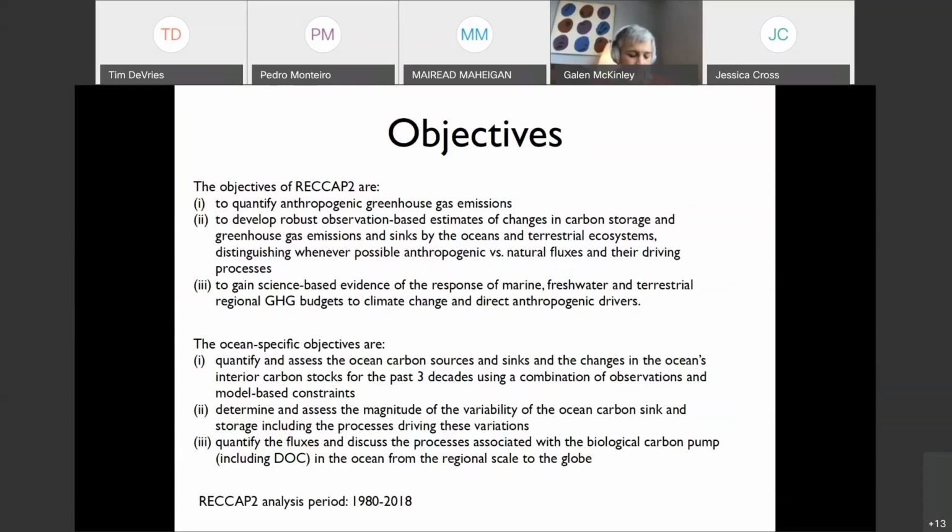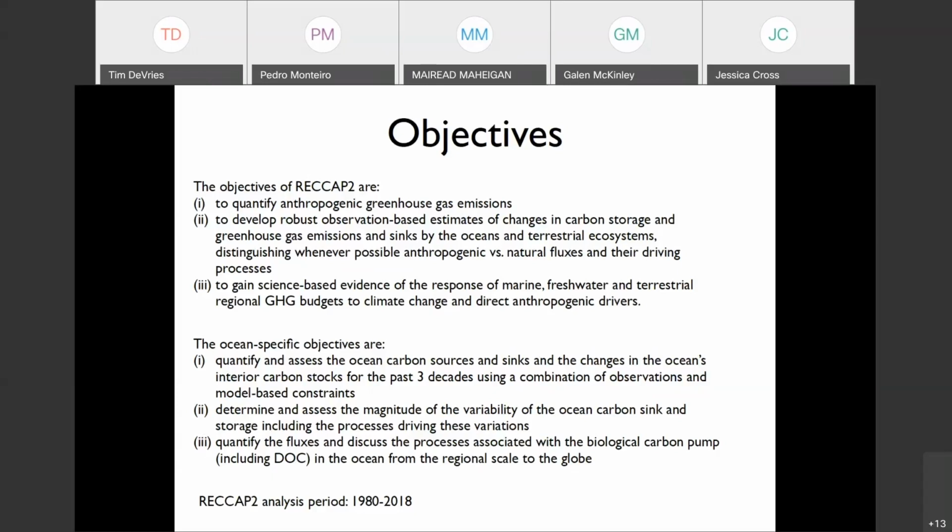Just to talk briefly about the objectives, Recap 2 broadly aims to quantify anthropogenic greenhouse gas emissions. This includes CO2, methane, and nitrous oxide, so there are groups for each of those gases. And to try to quantify, using observation-based estimates, changes in the carbon storage and greenhouse gas emissions by the different ecosystems, oceans versus terrestrial. You can see the rest there.